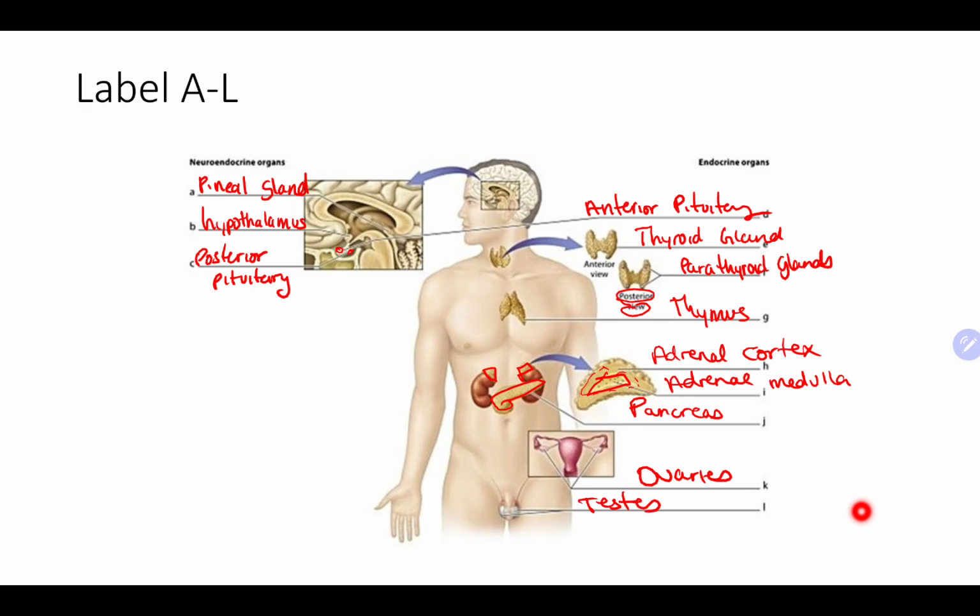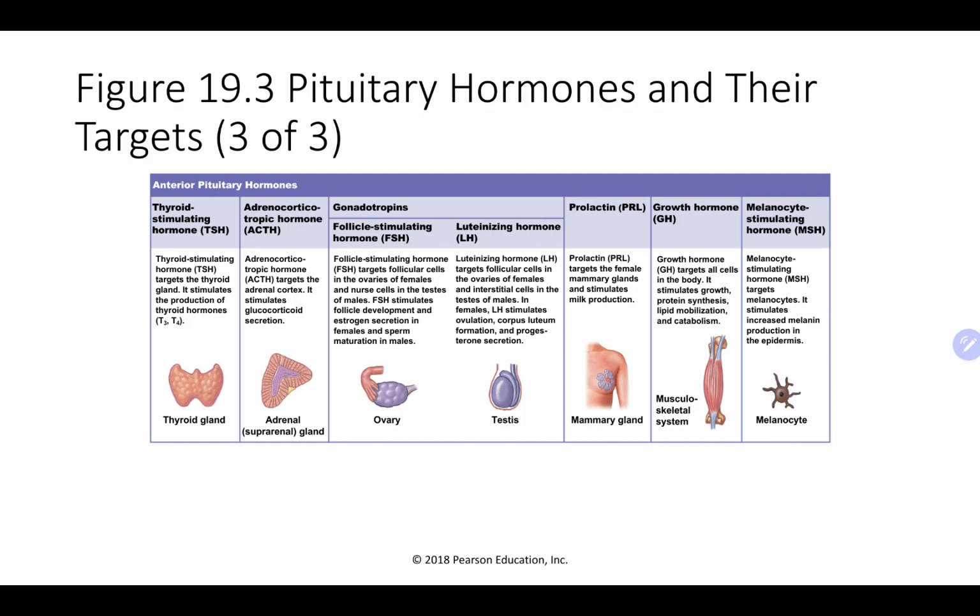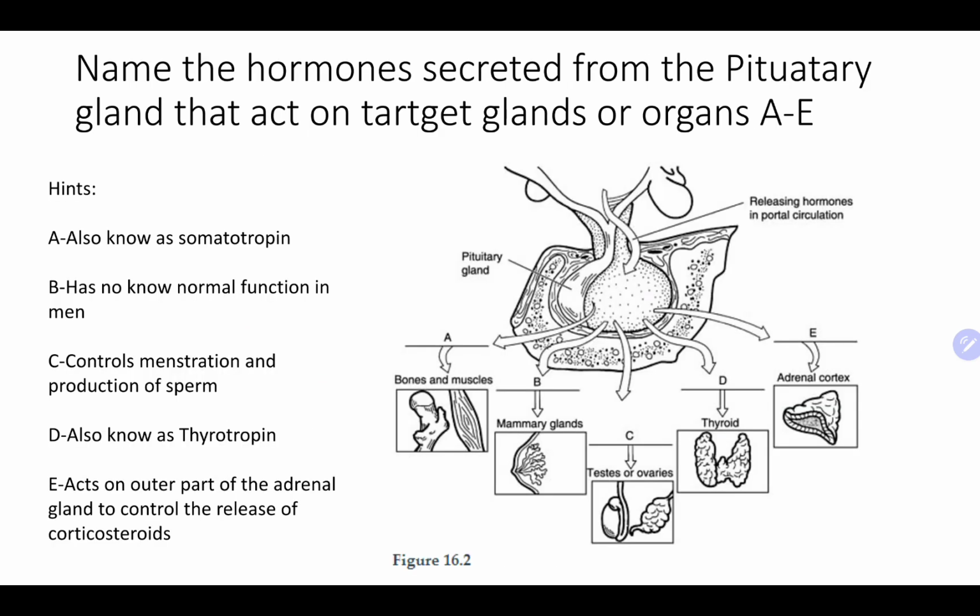Okay, so remember that. Again, these are just those anterior pituitary gland hormones that are going to be produced by the anterior portion of the pituitary gland. Thyroid stimulating hormone, adrenocorticotropic hormone, those gonadotropins such as the follicle stimulating hormone and the luteinizing hormone. You've got the prolactin, the growth hormone, and the melanocyte stimulating hormone, right? So we give you the hint.